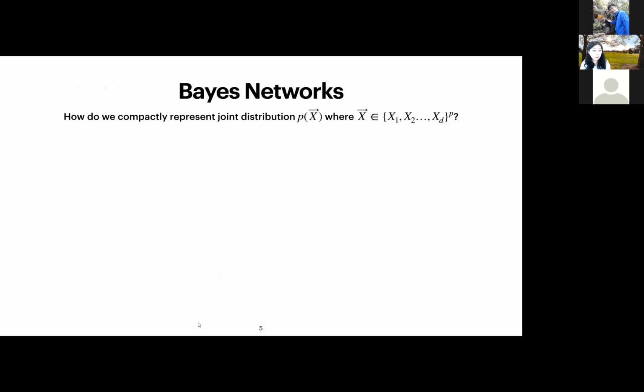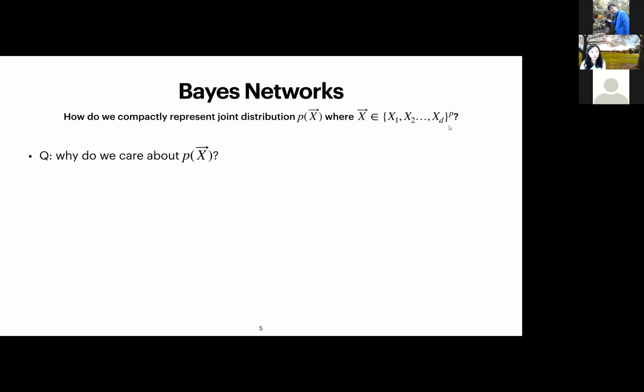So Bayes networks, think about this question: how do we compactly represent a joint distribution over a set of random variables, right? Oh, there is a typo here, I shouldn't have the P here. So, over the set of random variables x1, x2, through xd. Actually, I think I should say xp, but anyway. So, how do we compactly represent a joint distribution?